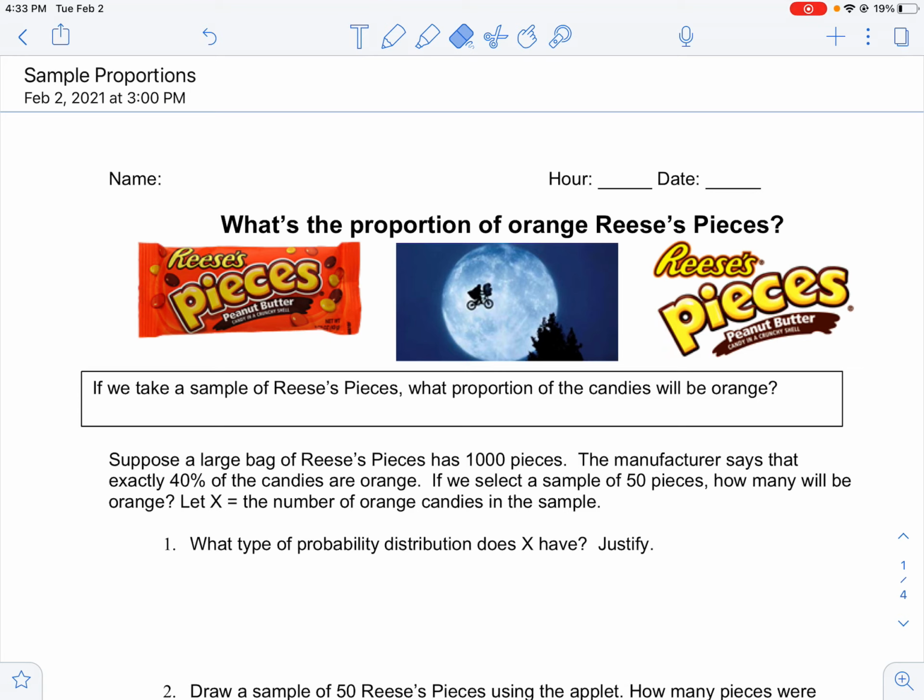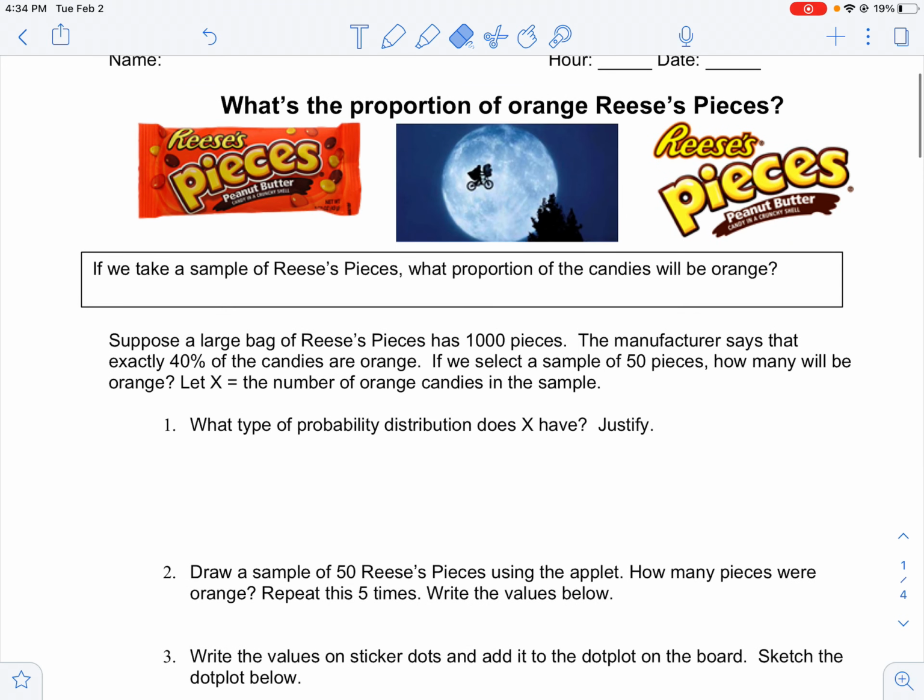And you already did this one in the survey that I sent to you guys yesterday. And hopefully you are understanding, even though we're not really taking a sample of 50 Reese's Pieces, hopefully you kind of get an idea of what's going on in here. What type of probability distribution does X have?